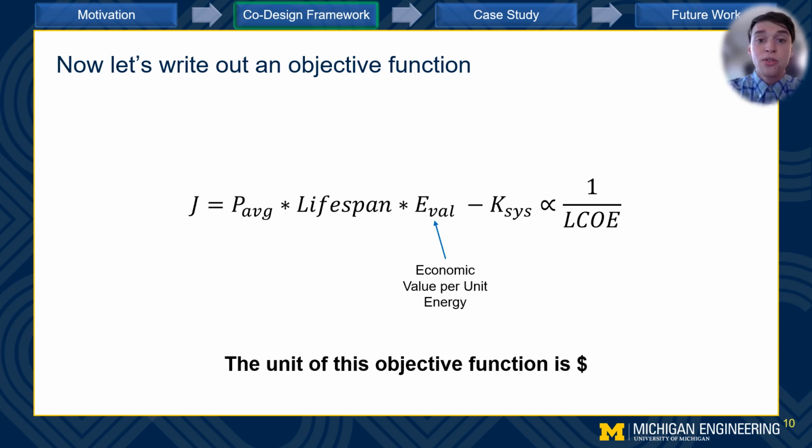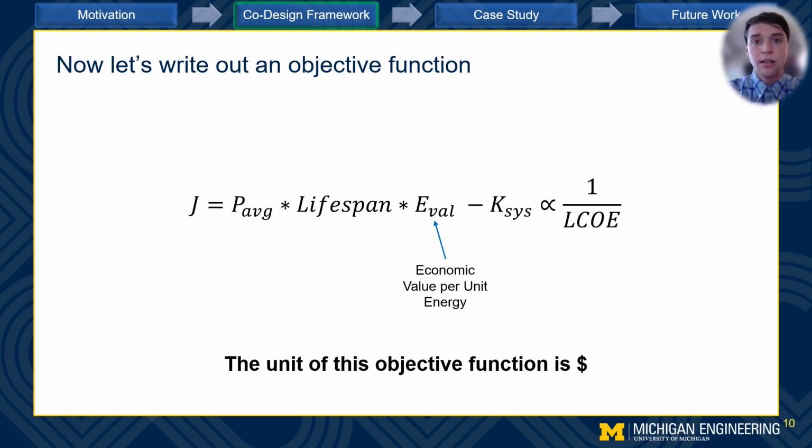Using our models for system cost and average power, all we need to get a useful objective function, expected lifetime profit, is to define the economic value of energy and the expected lifetime of our system. What's really valuable in this objective is that it varies monotonically with levelized cost of energy, LCOE. And this objective is, in itself, in units of economic currency, which makes it pretty easy to justify a project from a financial perspective.